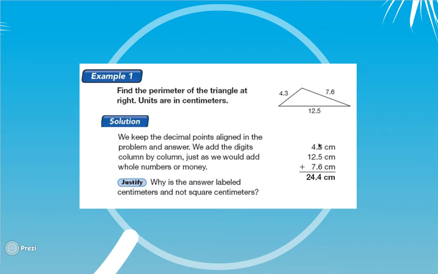And so as we add these together, we find that 3 plus 5 is 8, plus 6 more is 14. So we just put the 4 here and then carry the 1 into the 1 spot. And so 1 plus 4 is 5, plus 2 is 7, plus 7 is 14. We carry the 1 again, and 1 plus 1 is 2. So we end up with 24.4. See how everything's nicely lined up, and don't forget the centimeters.